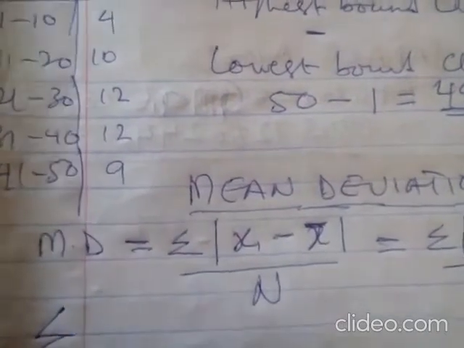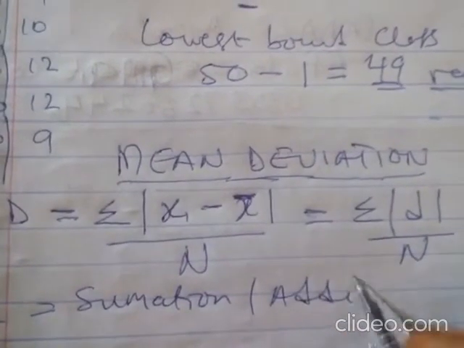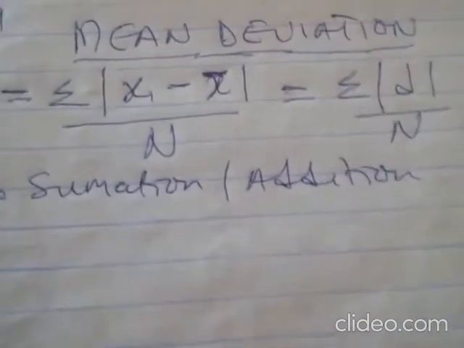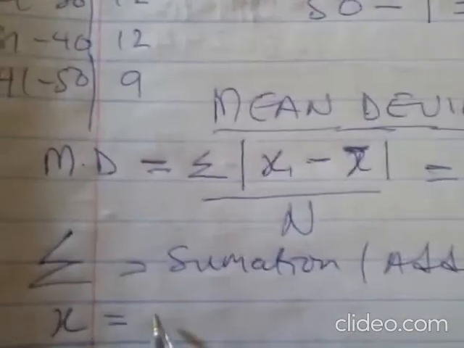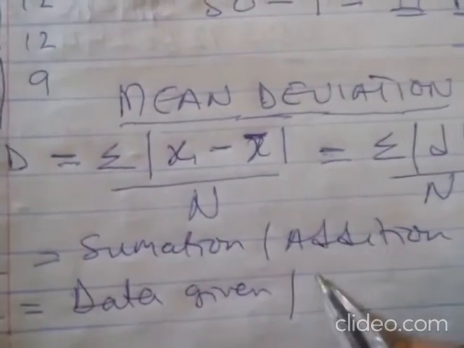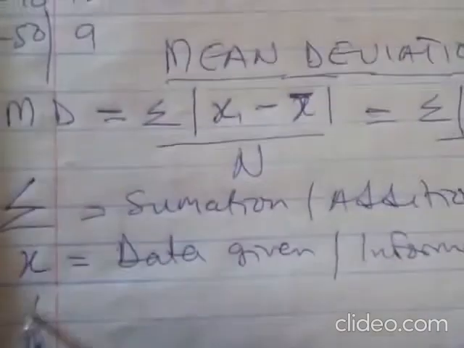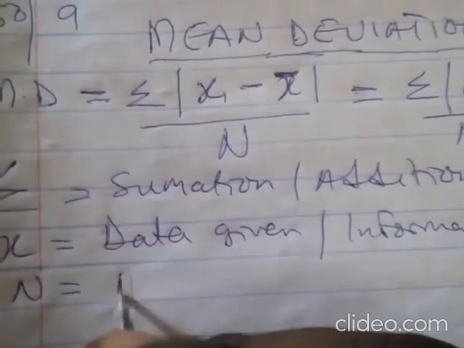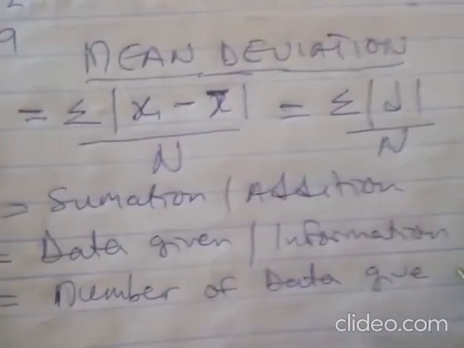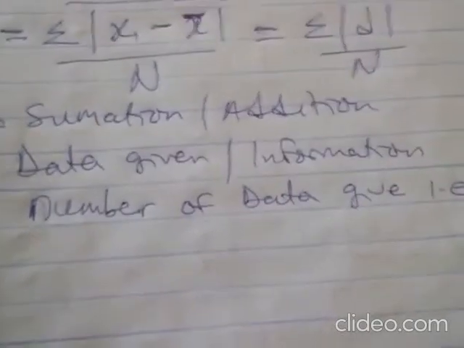This symbol, which we all know is the sigma symbol, is for summation, or you can say addition. It's for summing up or adding up an entire list of numbers. Our x is the data given, or the information you are going to work with. Then n is the number of data given. So that is the number of x. N is the number of x given, or the number of information listed.